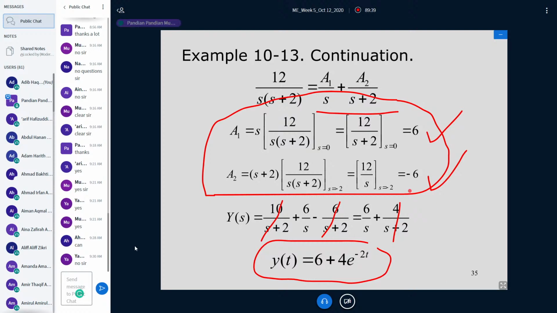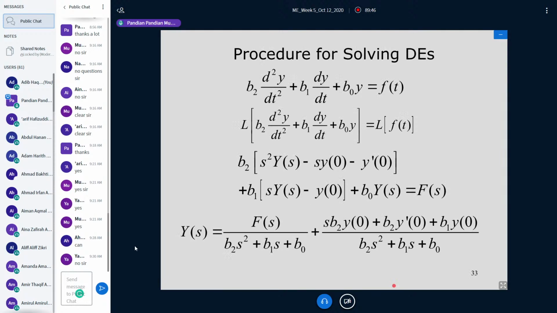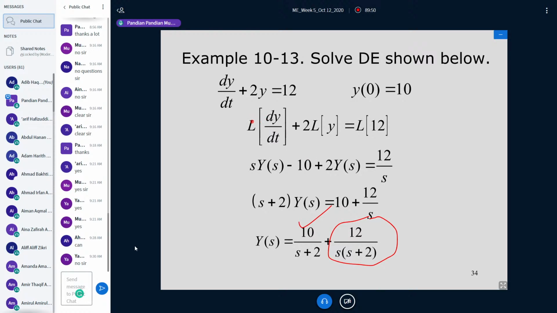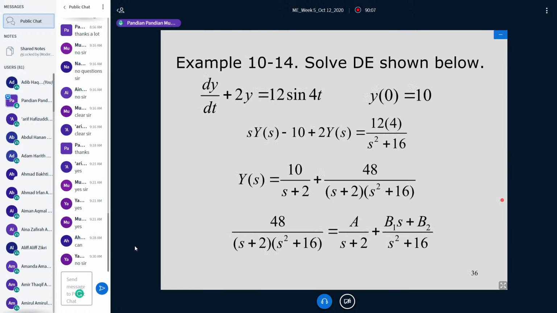Yeah. This is an example just to let you know how to solve this ODE, solving the ODE using Laplace transform. So the method is just a few steps, but this one is the trickiest part. If you look at another example, I don't want to take more of your time.